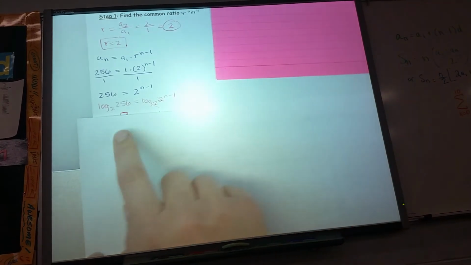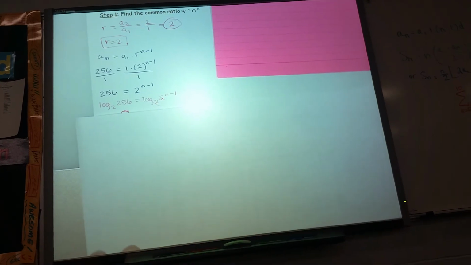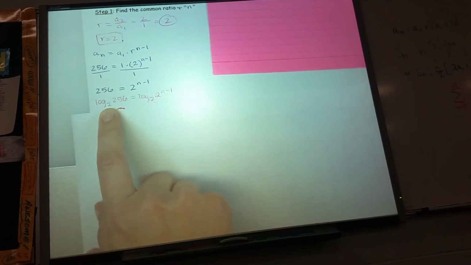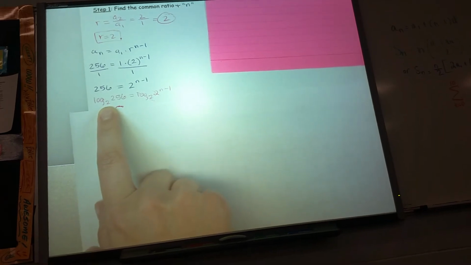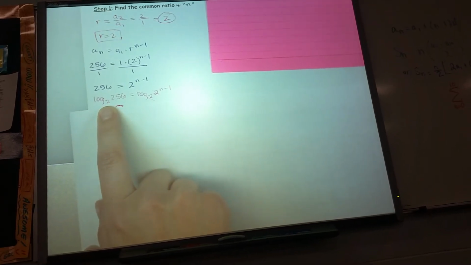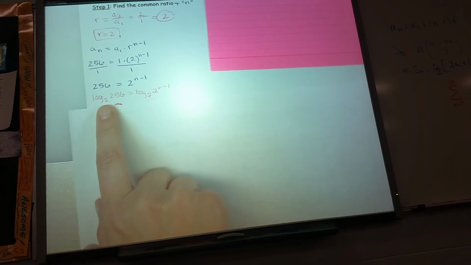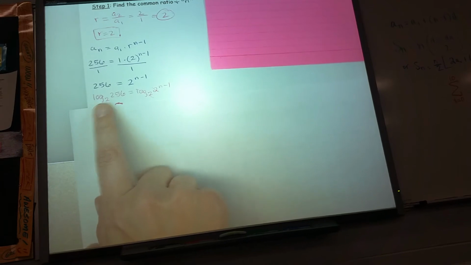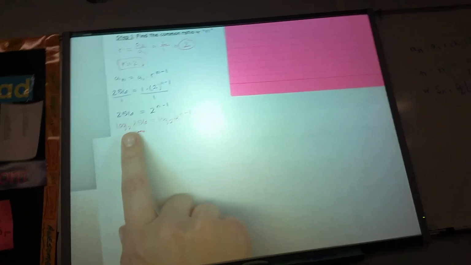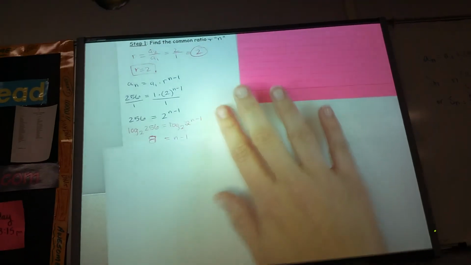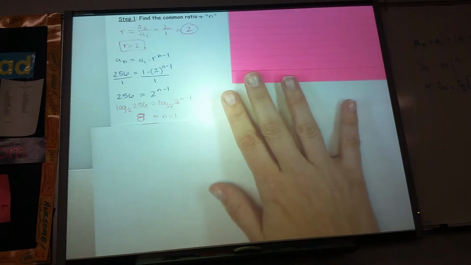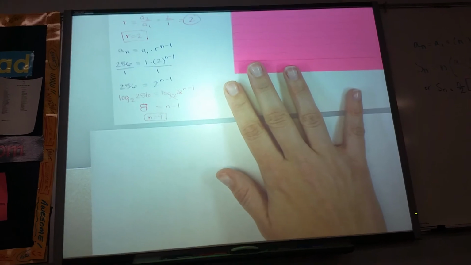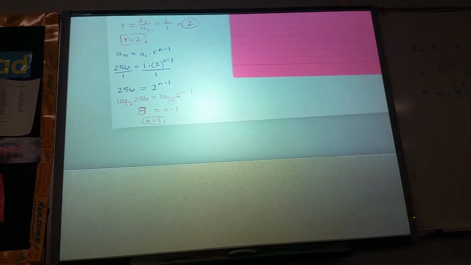Okay, so what I did is log base 2 on both sides. And then you can use this on your calculator. If you have the change of base, you can do that. If you don't, do you guys remember the change of base formula? Yes, and so it'll be the log of 256 over the log of 2. Okay, so you should get 8 from that. Okay, so if you get 8 equals n minus 1, your final answer is going to be n equals 9.